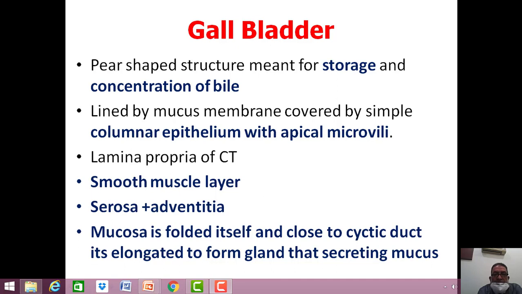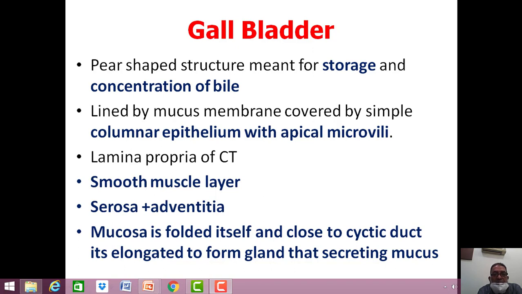The smooth muscle layer is also present, which shows contraction during the evacuation, and when it is released it becomes a balloon. So smooth muscle is meant for squeezing the gallbladder to pour its secretion into the cystic duct.